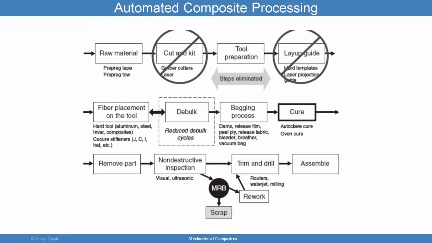And just to remind you what the typical composite processing was about, you have these raw materials, like if you were to make a cake, you have the flour, the different things that go in. With composites, we need the prepreg materials. We need the tooling, the mandrel. We need the bleeder, the breather, the release film. We need the vacuum bag. All those are the ingredients, right? And then we cut and kit. We prepare the tools. We lay it up. So all this stuff is what you may be used to.